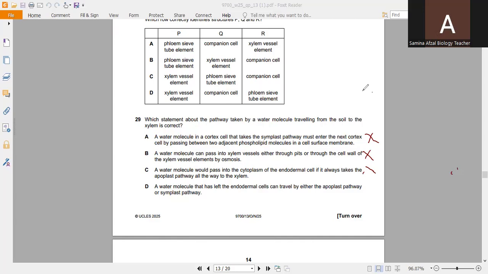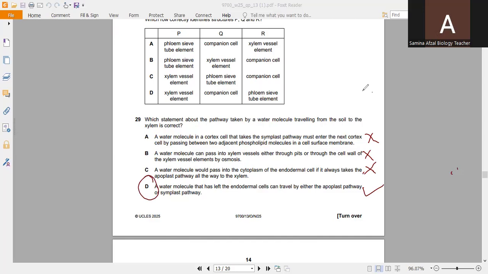Next is statement D. A water molecule that has left the endodermal cells can travel by either the apoplast pathway or symplast pathway. This is the correct option. So D is the answer.